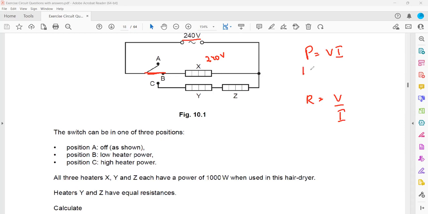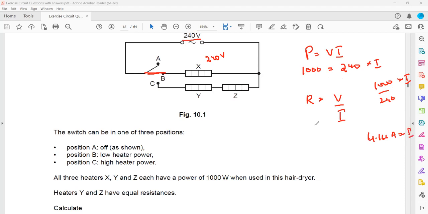So P equals VI. P is the power of the heater, which is 1000. V is the voltage, which is 240, and I is the current. First, we'll find the current. So it will be 1000 divided by 240. What is the answer? 1000 divided by 240? 4.166. So we have the current, that is 4.166 ampere.